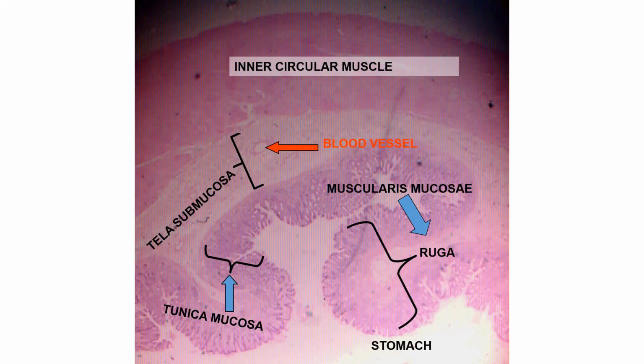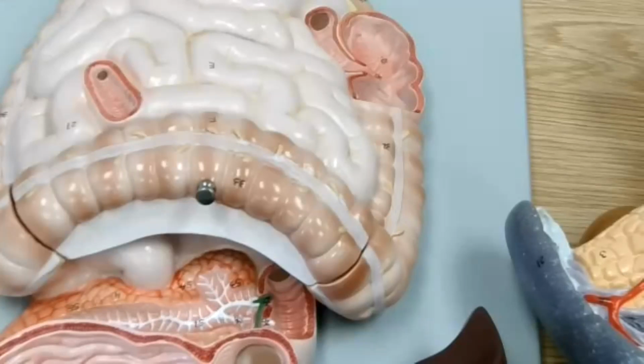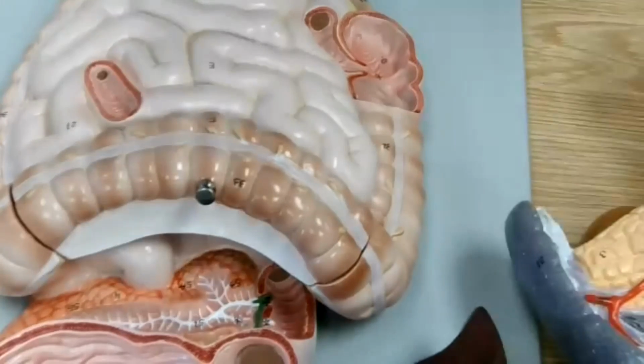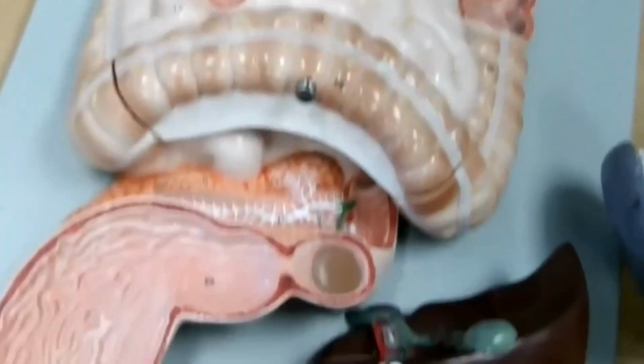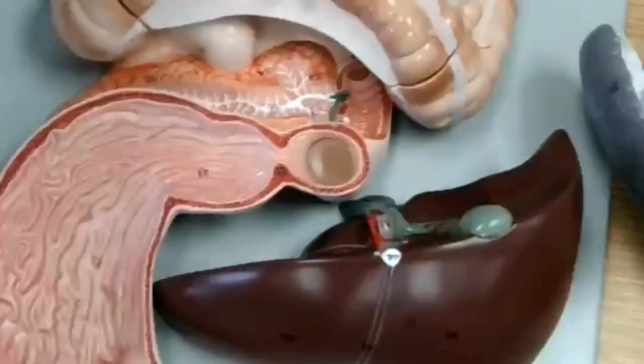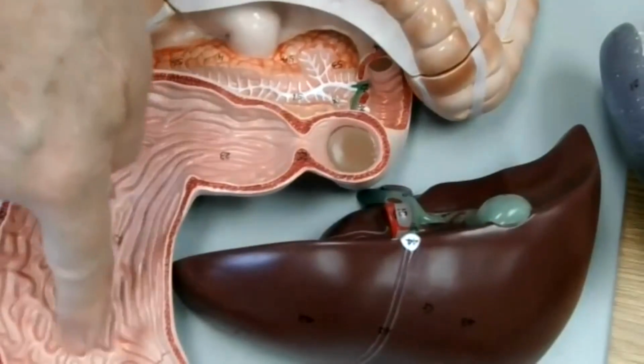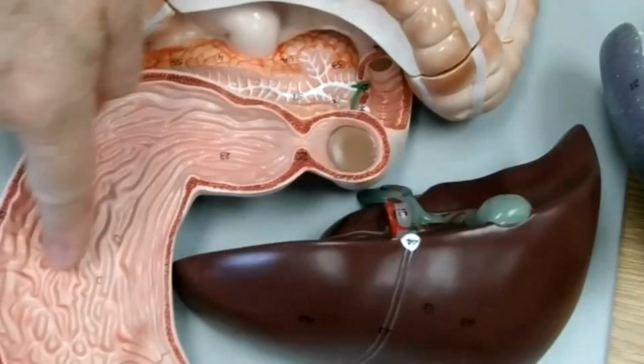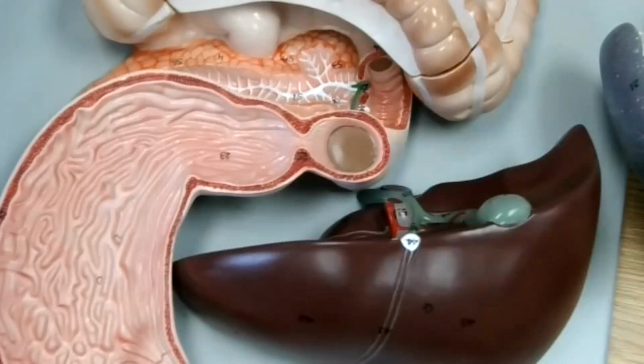All those ridges that I showed that you can see here on the stomach are the rugae. All they're there for is to increase the surface area so that we can process food. These are all the rugae right along in here. Every one of those ridges increases the surface area for processing the food.